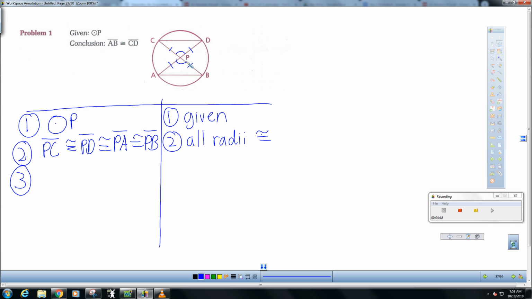So I need to say that angle CPD is congruent to angle BPA. And I'm allowed to do that because those are vertical angles. And vertical angles have to be congruent.